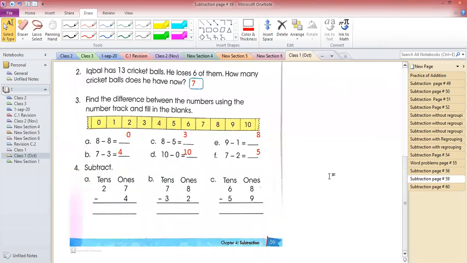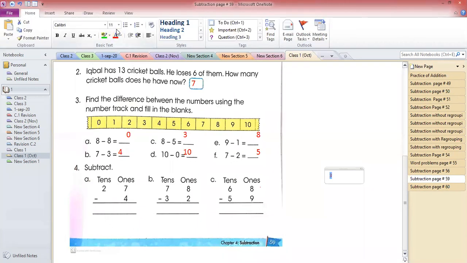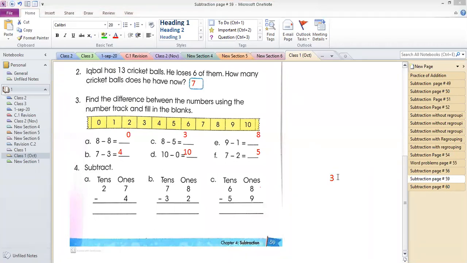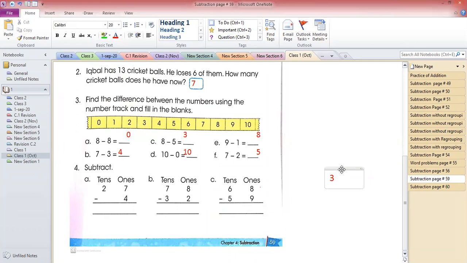I will write 3. I can make it bigger for you. Seven minus 4 equals to 3. All right. Now this is 2. 2 tens minus 0 tens is equals to 2. So I should write 2 here. Yes, so this is the answer: 27 minus 4 equals to 23.